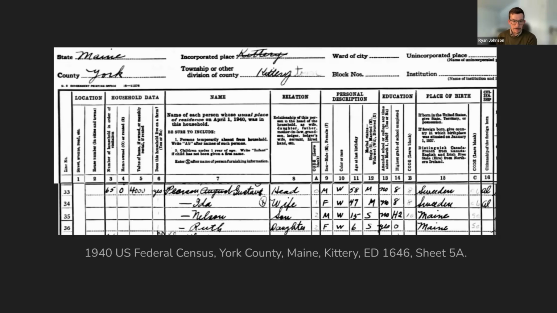Okay, a new example here. Gustav and Ida Pearson are living in York County, Maine, in the town of Kittery. Ida is the one who gave the information to the enumerator. You can see the circled X there. And there appears to be a little discrepancy on how to spell Gustav's name. It looks like they've crossed off the E and crossed out the name August. Looking over to the right-hand side, they are both listed as alien. Their children, Nelson and Ruth, were born in Maine, so they're probably U.S. citizens. We're going to search for Gustav and Ida.